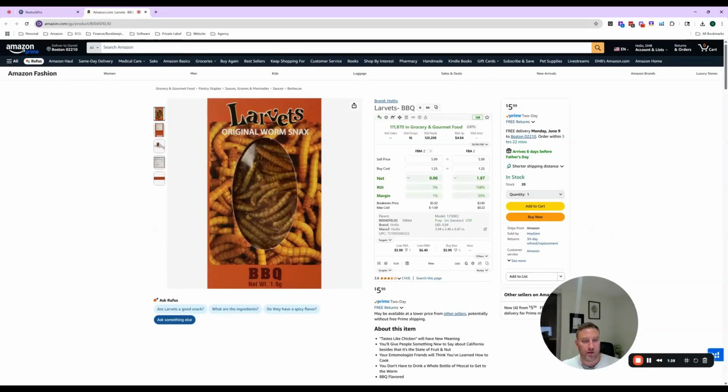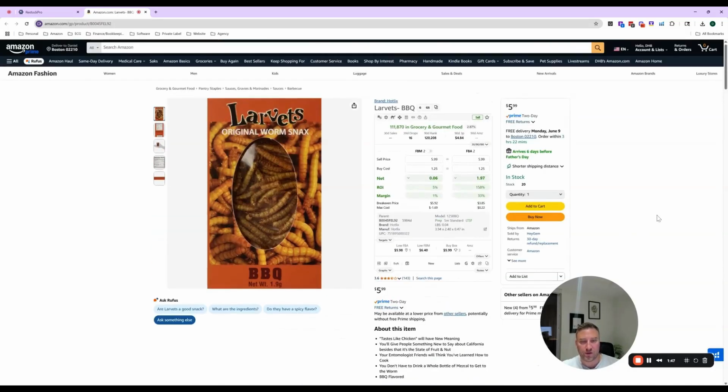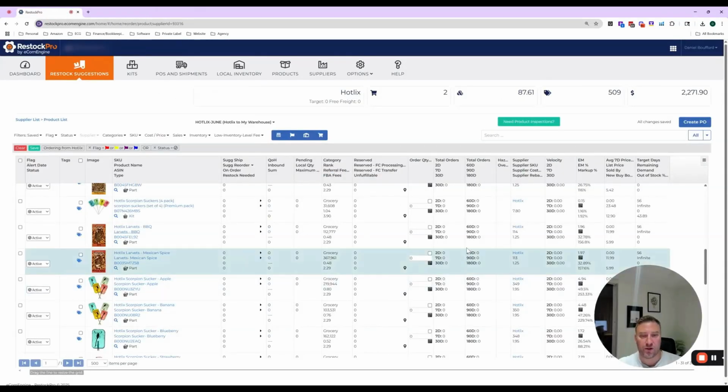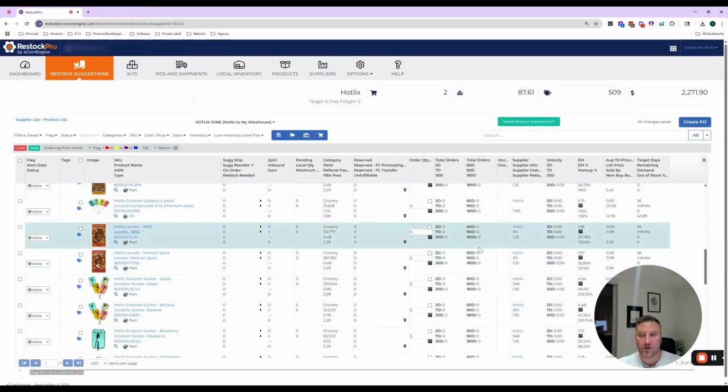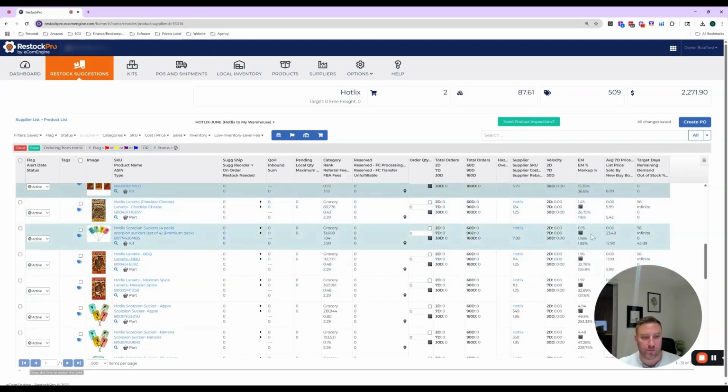So these make 160% ROI, very healthy profit margin. They don't sell all that fast, but they might sell 30, 40 units a month. At $2 a pop, it's still $60, $70 profit per month. Times 12 months is $700, $800 a year if you had this thing in stock all the time.